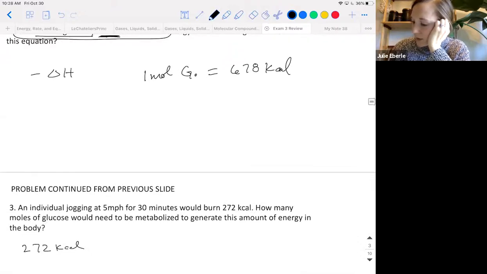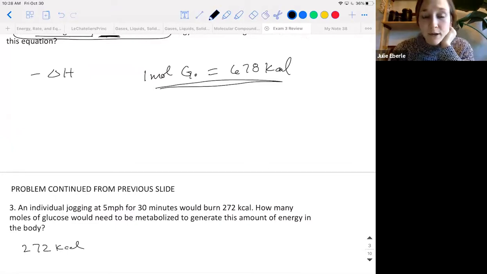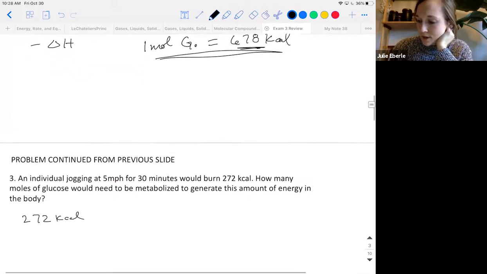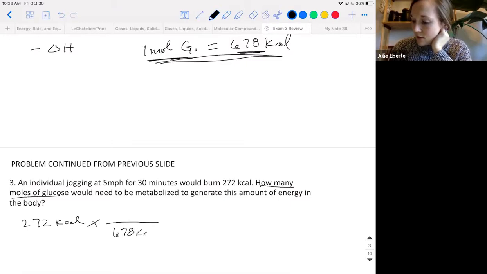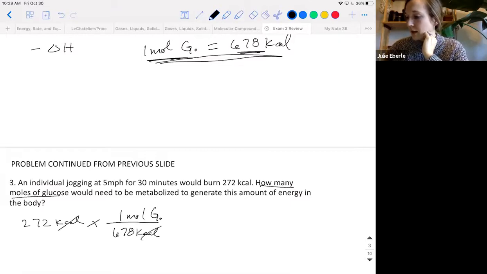Now that we have this relationship, remember, you can always relate any reactant or product using the coefficients in the balanced chemical reaction to the delta H. And we're going to use that relationship. We want to cancel kcals because it's asking how many moles of glucose. So we're going to convert to moles of glucose. So for every 678 kcal, that is related to 1 mole of glucose. So then we would just cancel kcal.